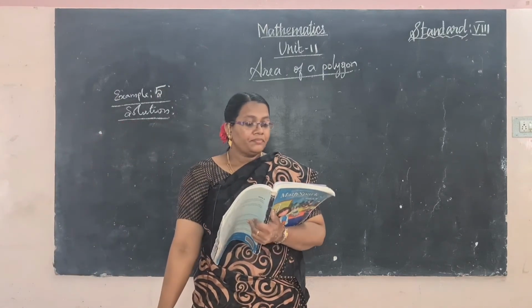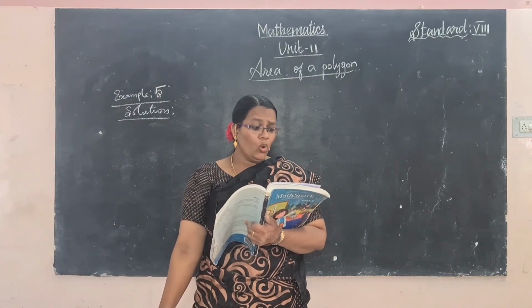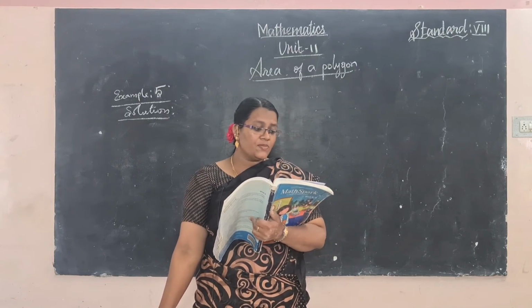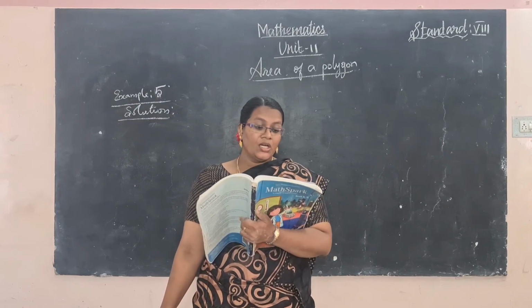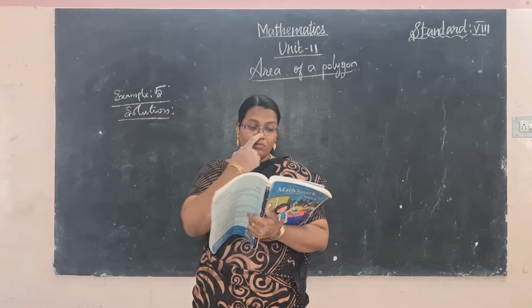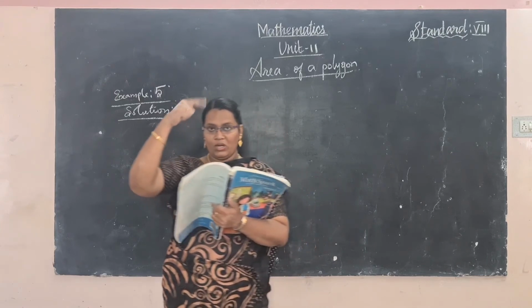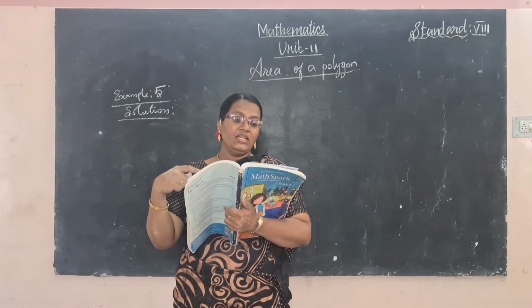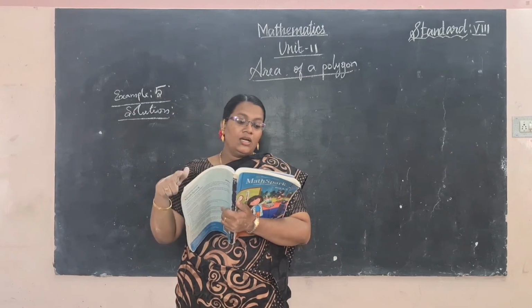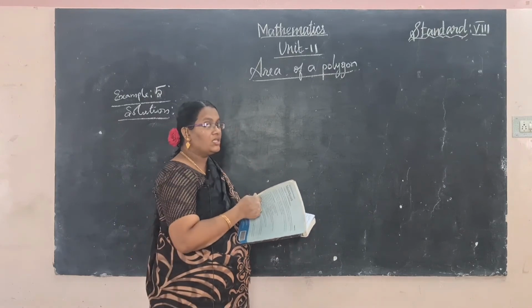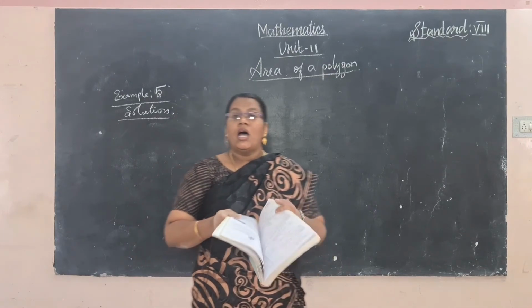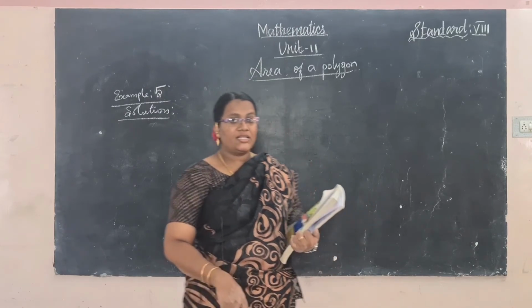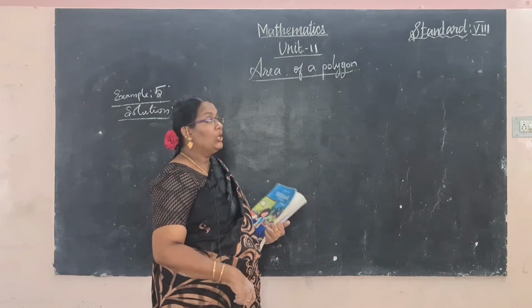Example 5. Find the area of the trapezium whose parallel sides are 56 cm and 24 cm and the distance between them is 15 cm. So the parallel sides A and B are given and the distance between them, which means height, is 15 centimeter. What is the formula for the area of the trapezium? Half into height into the sum of the parallel sides, that is A plus B, square unit.